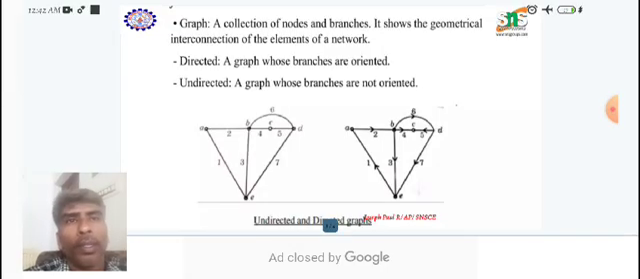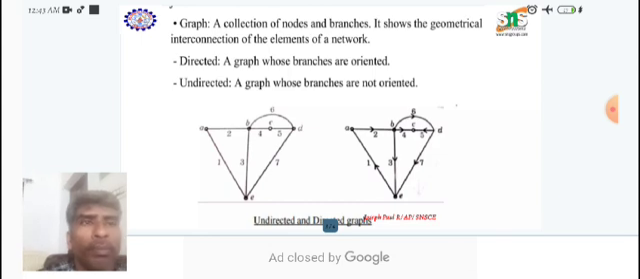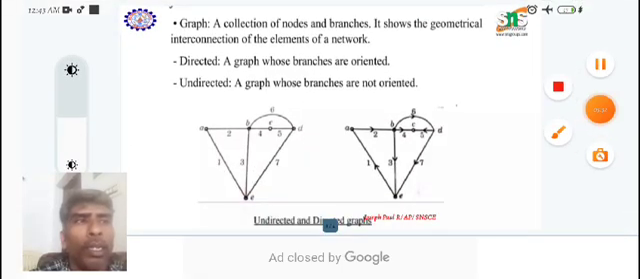Look at this. A graph is a collection of nodes and branches, meaning vertices and edges. It shows a geometrical interconnection of the elements in a network. A directed graph is a graph whose branches are oriented, meaning we have a direction. Look at this, a to b has a direction, which means an edge. An undirected graph is a graph whose branches are undirected, meaning they don't have any directions.